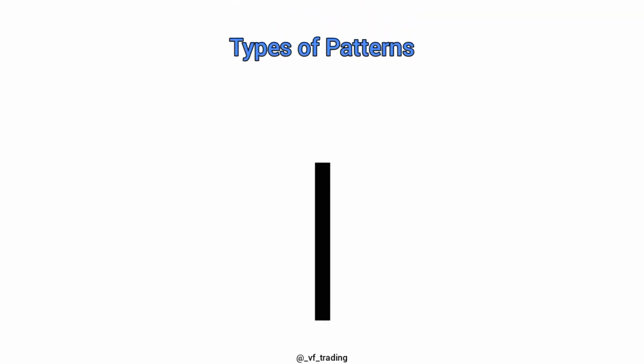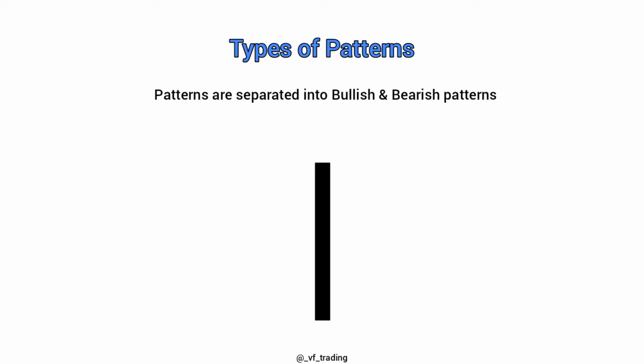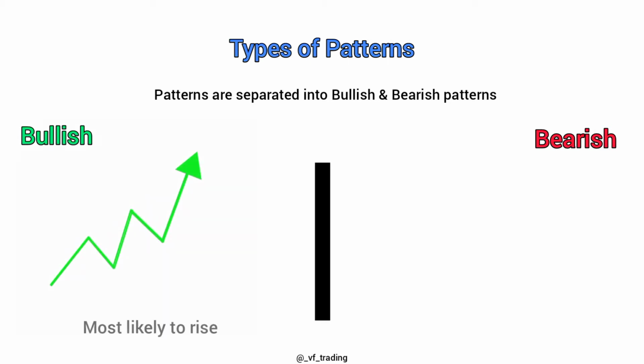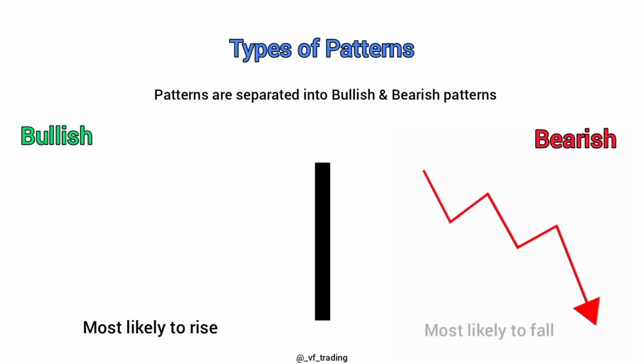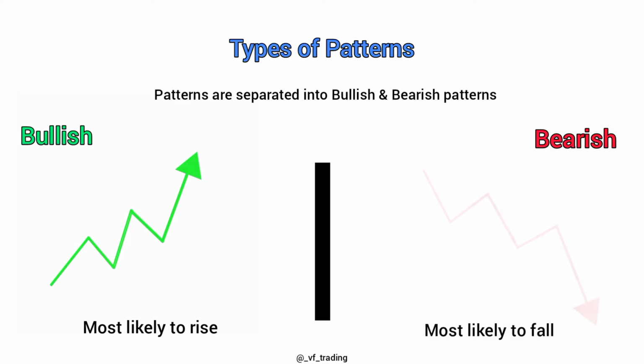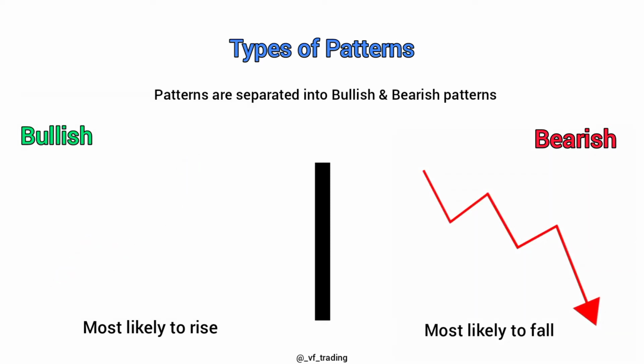There are two types of patterns. Patterns are separated into bullish and bearish patterns. Bullish patterns indicate that the price is likely to rise up, while bearish patterns indicate that the price is likely to fall. These patterns don't work all the time.